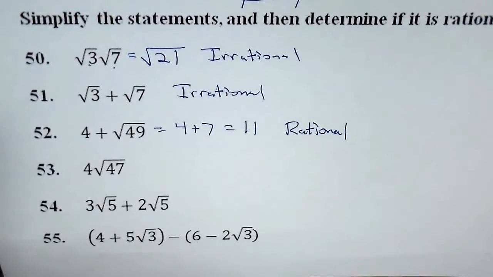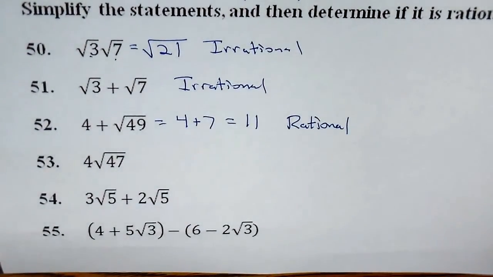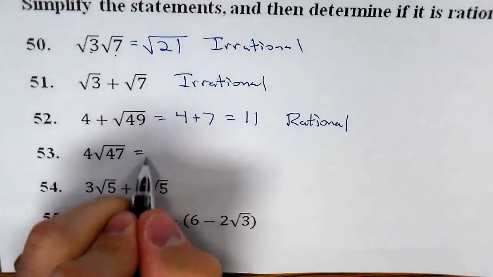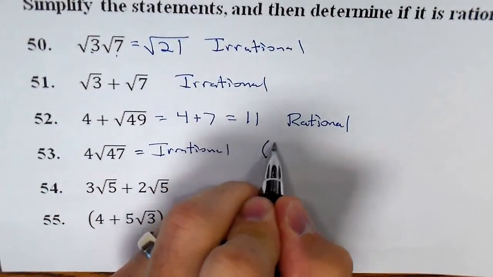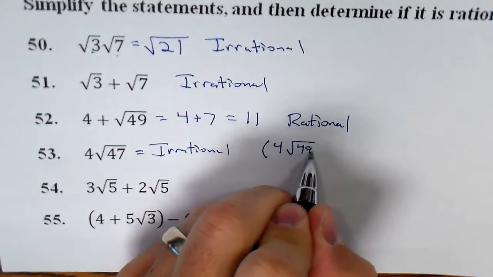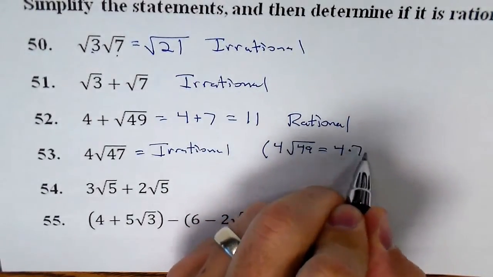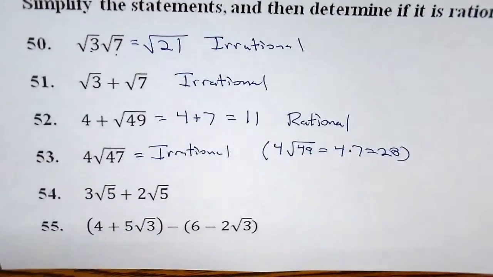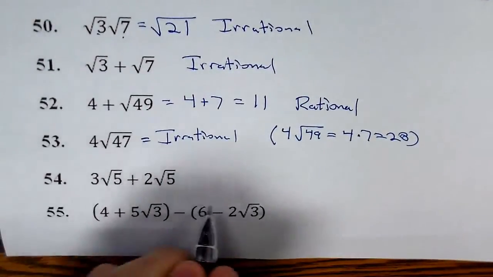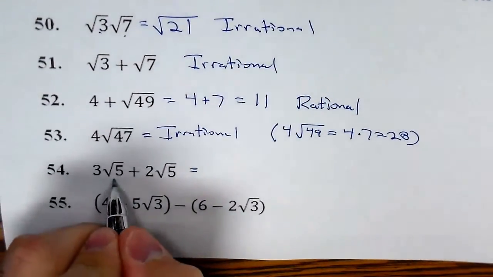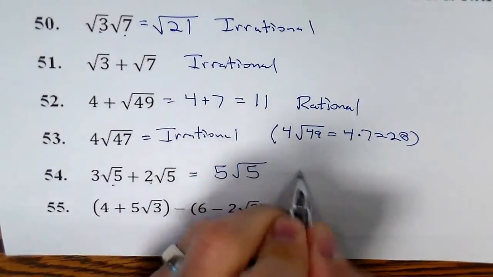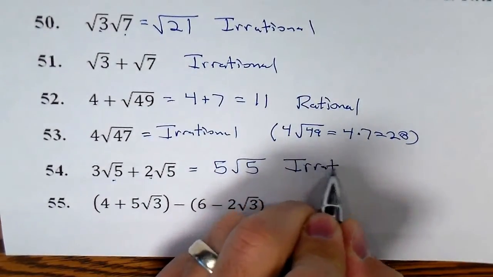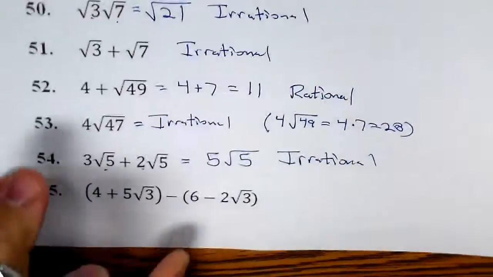Now 4 times the square root of 47, 47 unfortunately does not simplify, so that is an irrational number. But if it was 4 times the square root of 49, we could have made it 4 times 7 and 28, and it would have worked. For 54, we're going to combine like terms. I have 3 root 5s and 2 root 5s, so I have 5 root 5. Unfortunately, that is still an irrational number.